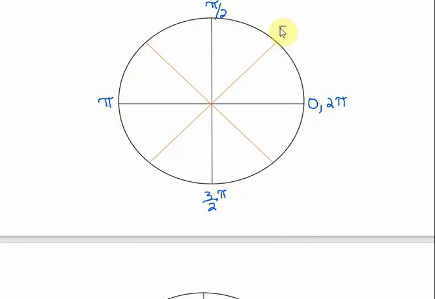So this would be pi over 4. This is 2 pi over 4, which would reduce to pi over 2. And this is 3 pi over 4. 4 pi over 4, of course, would reduce to 1 pi. Then that makes this 5 pi over 4. This would be 6 pi over 4, but that reduces to 3 pi over 2. And this is 7 pi over 4. And then 8 pi over 4, of course, would be 2 pi.